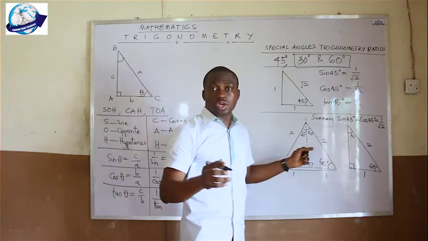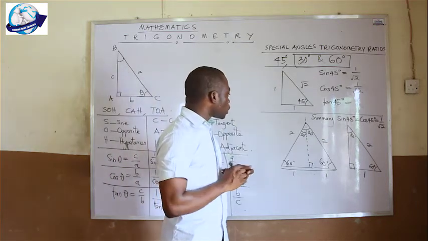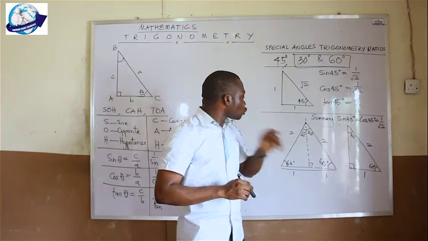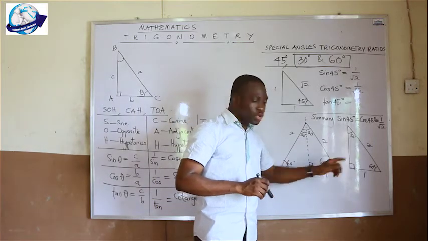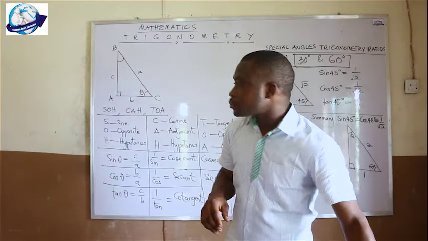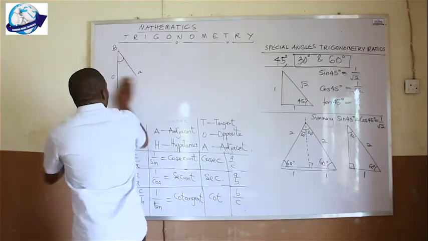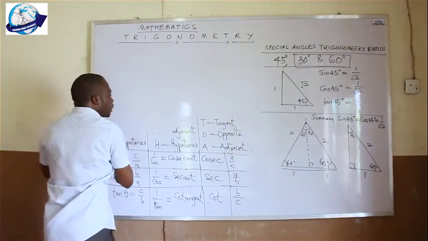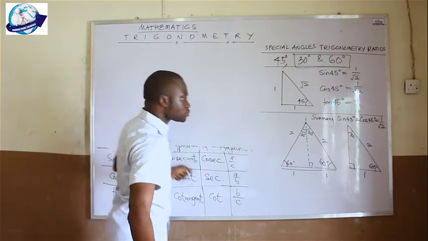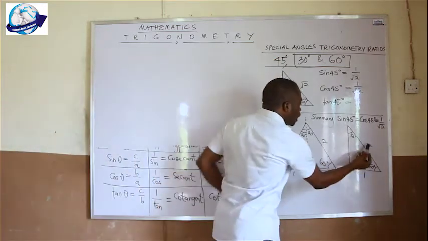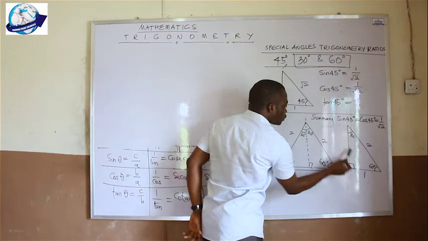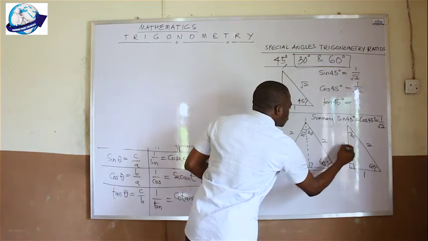Alright, it's not complete. Check. Is it complete? It's not complete. Okay? It's not complete. Why? Because we don't know this side. Okay, well, let's help ourselves. Let's use the Pythagoras theorem to get this side. Don't forget that this is hypotenuse, this is adjacent, then let us take here as B.